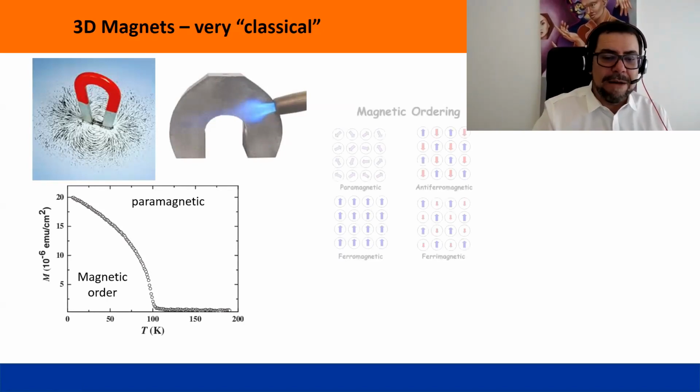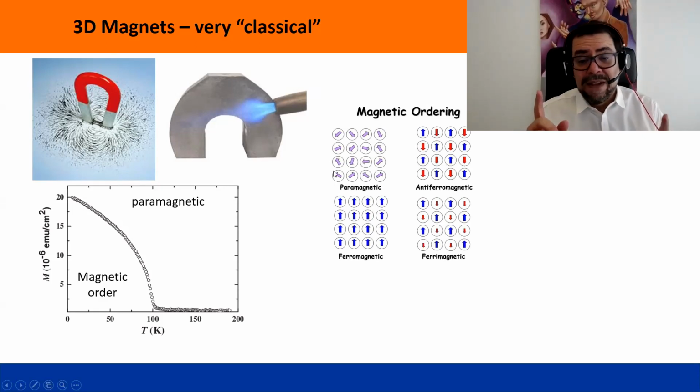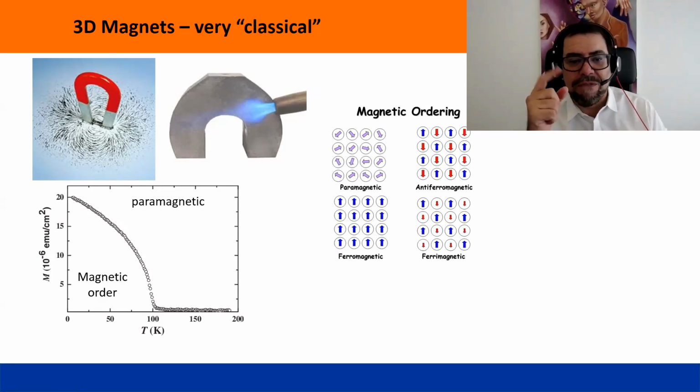So where does this come from? It comes from the fact that in magnetic materials, you have magnetic moments, like the spin of the electron.